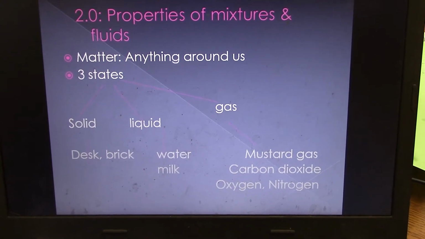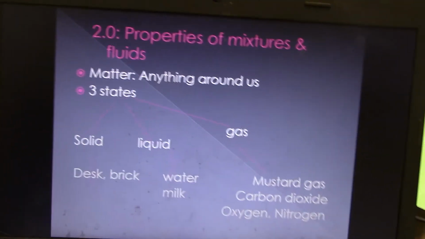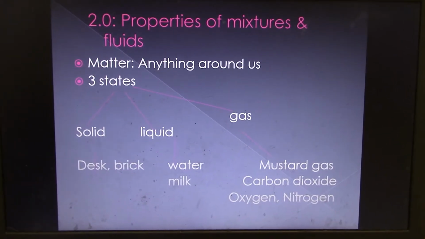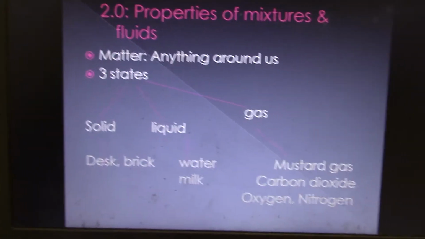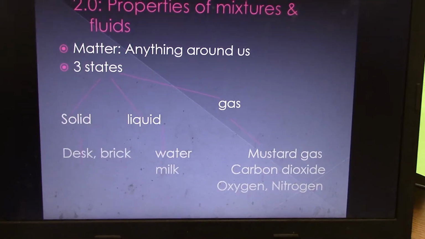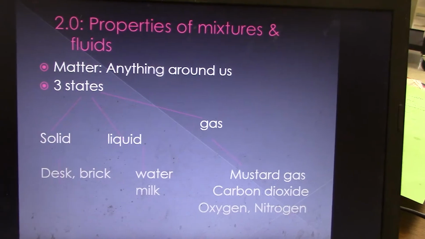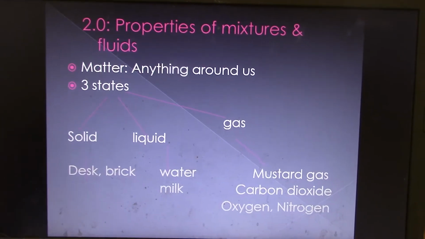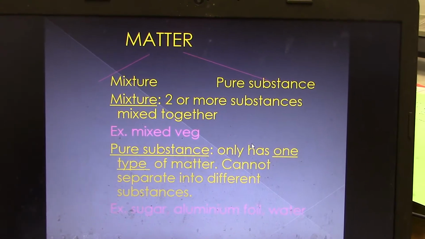Generally, we have 3 states of matter: solid, liquid, and gas. We'll talk about some modifications to that, though. You could have plasmas, which are really high temperature. They're generally high temperature gases that act a little bit like a liquid. You could also have colloids, which are a combination of a solid and a liquid.